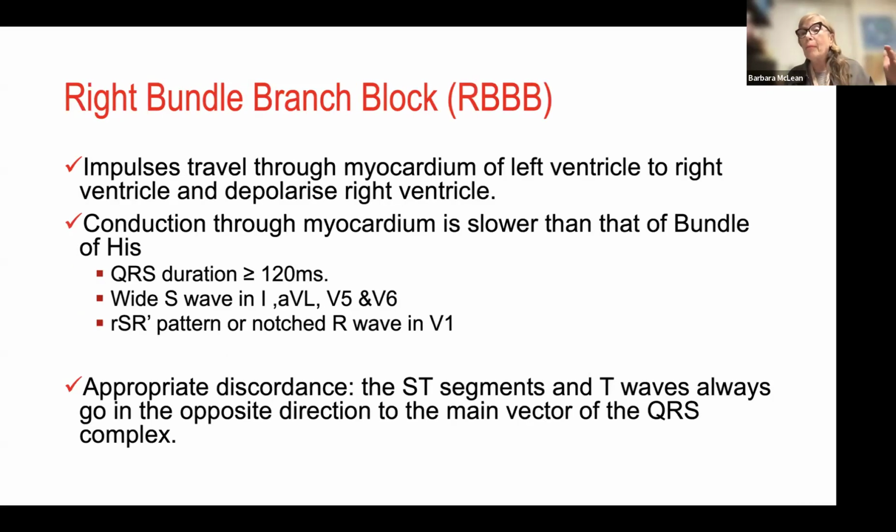Okay, so let's remember with right bundle branch block, impulses travel normally through the left ventricle, but then have to go cell by cell by cell to depolarize the right ventricle.